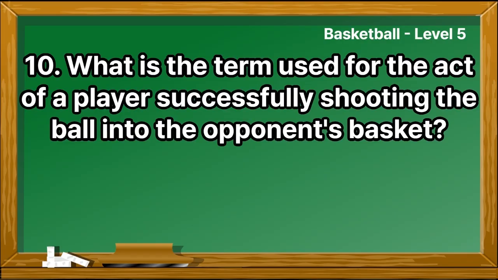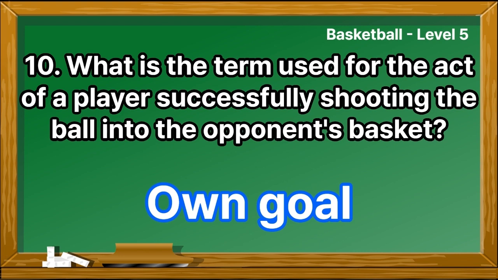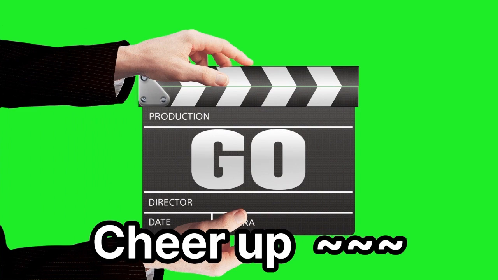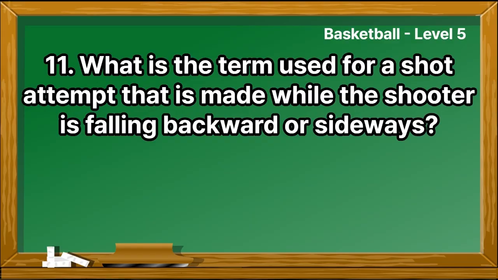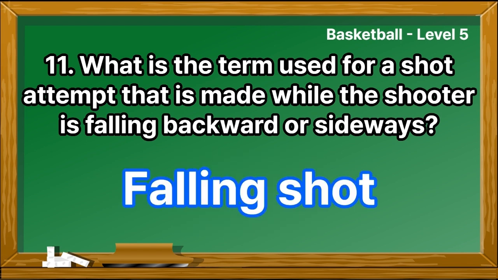What is the term used for the act of a player successfully shooting the ball into the opponent's basket? Own goal. Cheer up. What is the term used for a shot attempt that is made while the shooter is falling backward or sideways? Falling shot.